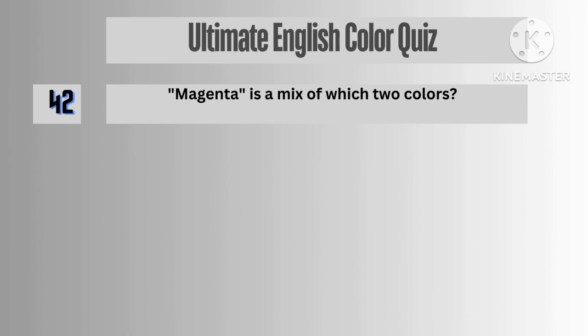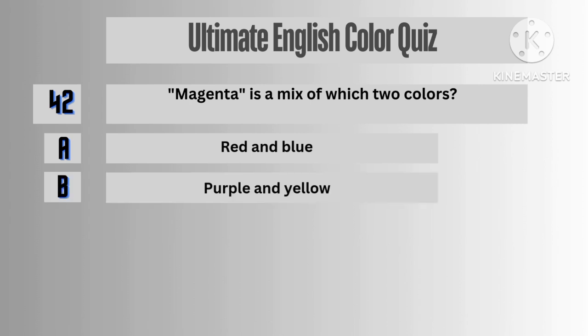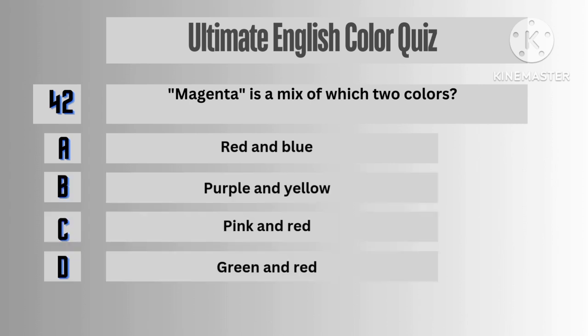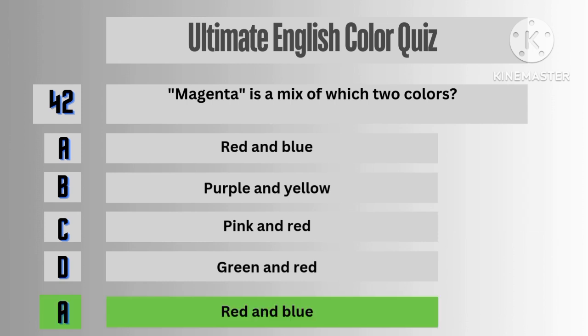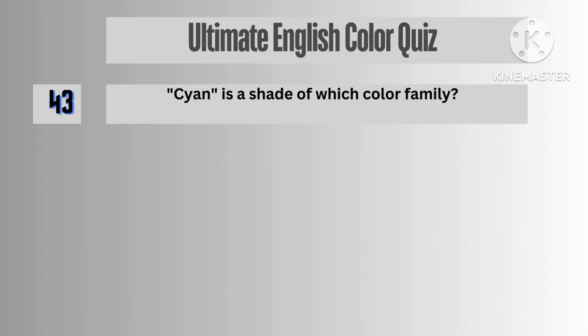Question number 42. Magenta is a mix of which two colors? Option A, red and blue. Option B, purple and yellow. Option C, pink and red. Option D, green and red. 5, 4, 3, 2, 1. Correct answer is A, red and blue.